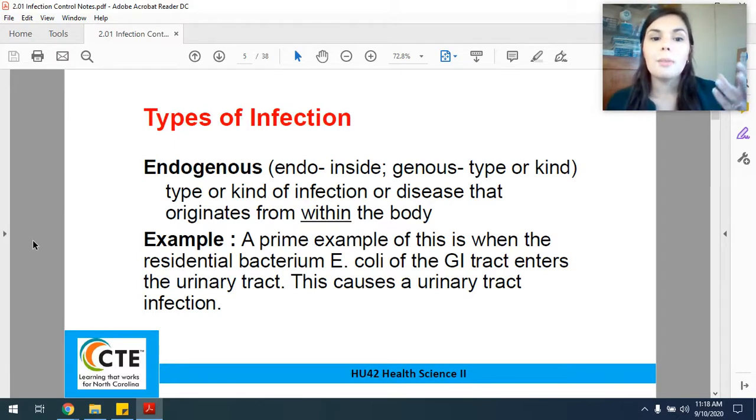The E. coli bacteria is something that we naturally have inside of our bodies within our gastrointestinal system. However, if that E. coli bacteria travels to another part of the body, such as the urinary tract, this can cause things like a urinary tract infection. It's not something that you caught from outside in the environment. It's something that originated from within yourself.